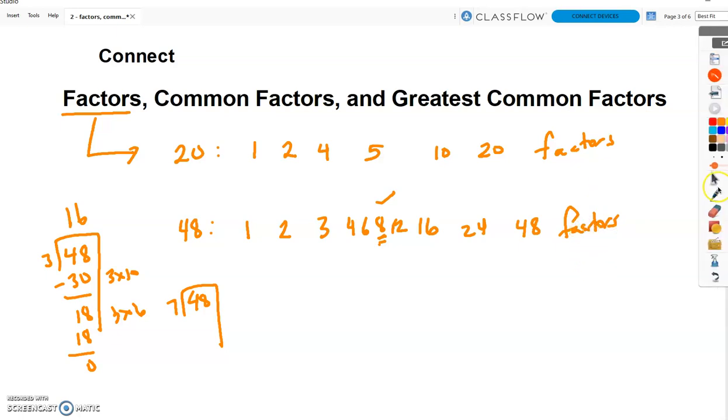So that's factors. So the next thing I'm going to look for is common factors, right? Do they have any factors in common? They do. They both have 2. They both have 1. They both have 4.